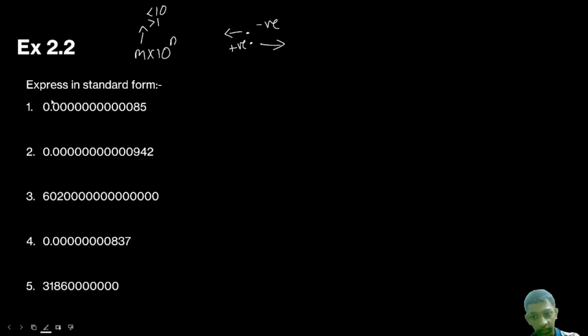Here the decimal is at the left side, so the exponent will be negative. Now let's see how many places we have to shift. It's 1, 2, 3, 4, 5, 6, 7, 8, 9, 10, 11, and 12. 8.5 is greater than 1 and less than 10. So the value of m is 8.5 into 10 raised to the power of minus 12.